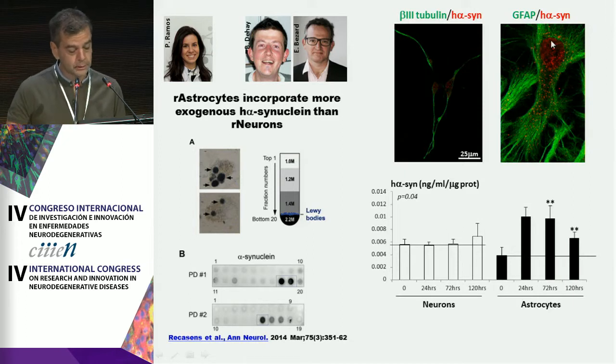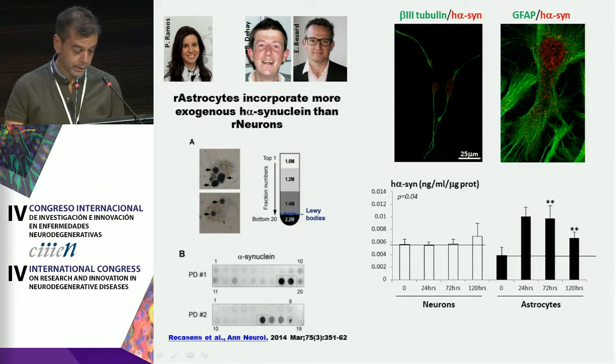We treated rat neuron or astrocyte cultures to study alpha-synuclein incorporation. To do this, we used a specific antibody against the human protein, which you can see as a red dot in the immunofluorescence. As you can see, exogenous alpha-synuclein can be incorporated into neurons and astrocytes, and to a major extent in the astrocytes, as demonstrated by ELISA assay of cytoplasmic fractions.